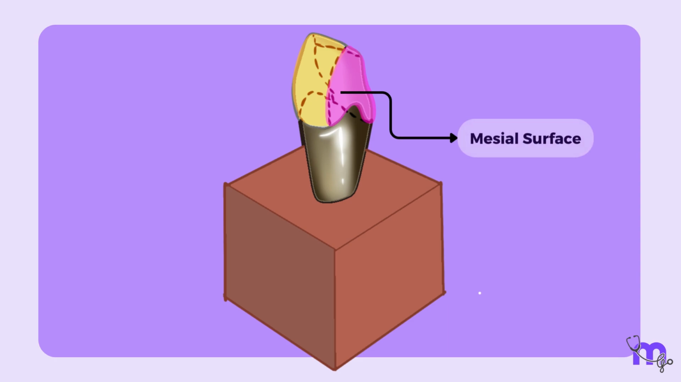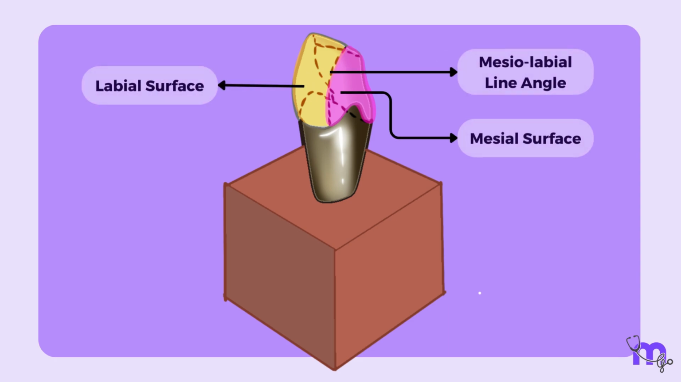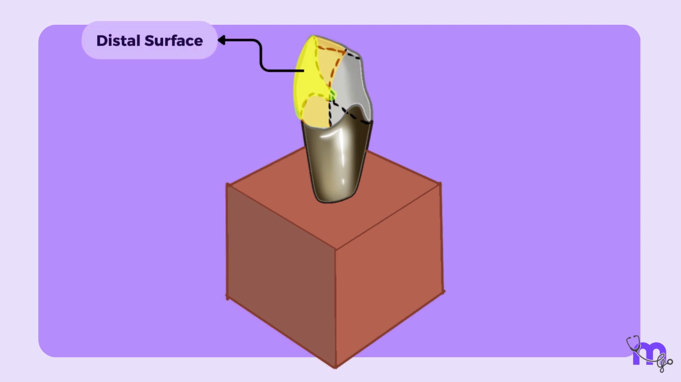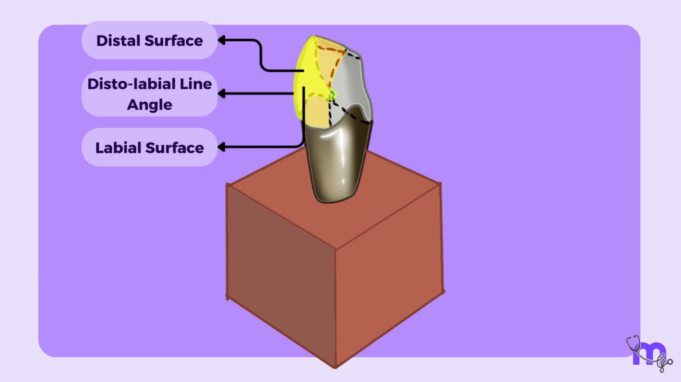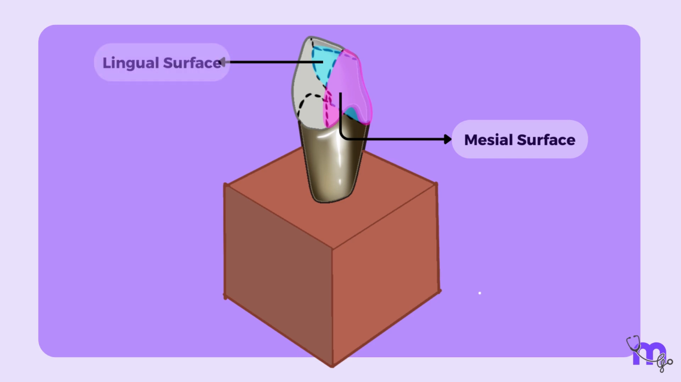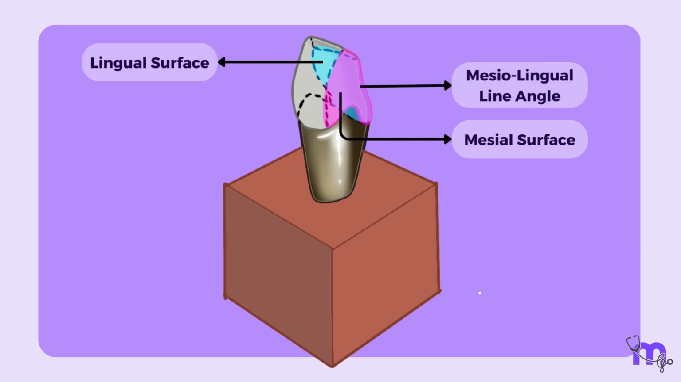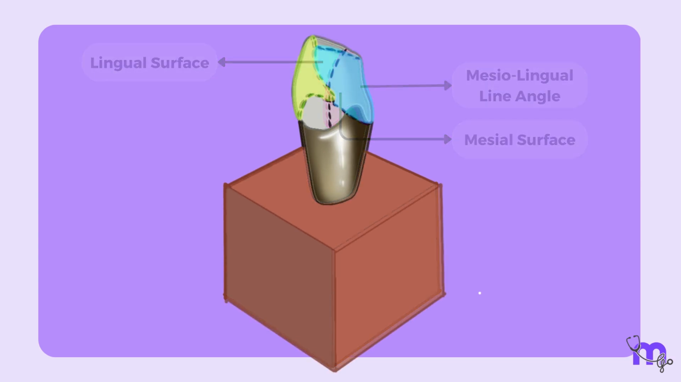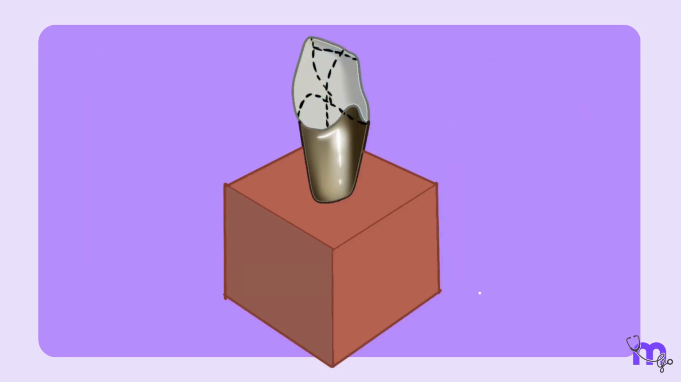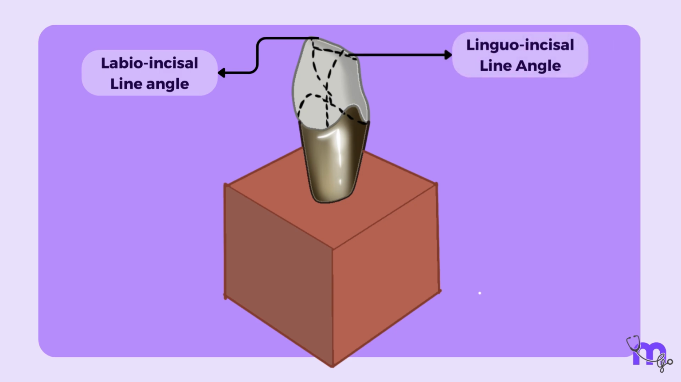The junction of the mesial and labial surface is the mesiolabial line angle. Similarly, the junction of distal and labial surfaces is the distolabial line angle. From the lingual aspect, the junction of mesial and lingual surfaces is the mesiolingual line angle. Between the distal and lingual surface is the distolingual line angle. And incisally, we can appreciate the labio-incisal and linguo-incisal line angles.